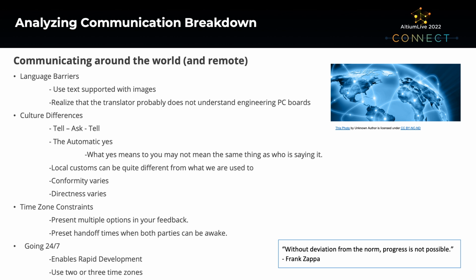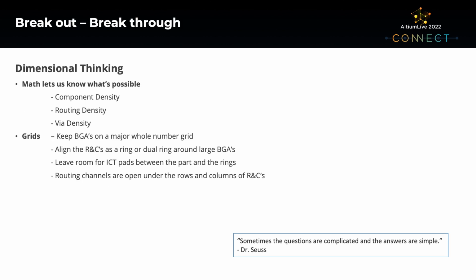Also, sometimes with 24/7 projects where you go around the clock and you're trying to get things designed as quickly as possible, employing 2 or 3 time zones, or people working in 2 or 3 different time slots during the day, is going to be another communication challenge, and we need to be aware of what goes on with that. Frank Zappa said that without deviation from the norm, progress is not possible. So we want to be open to having that deviation from the norm and looking at the unexpected in a way that can bring us progress.